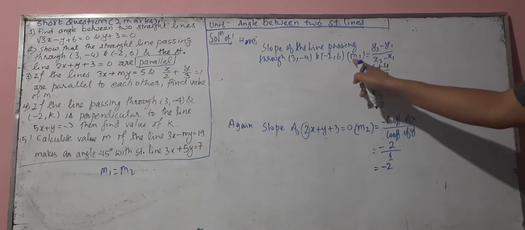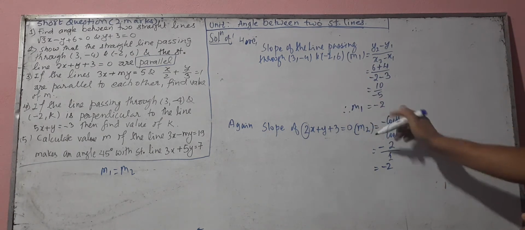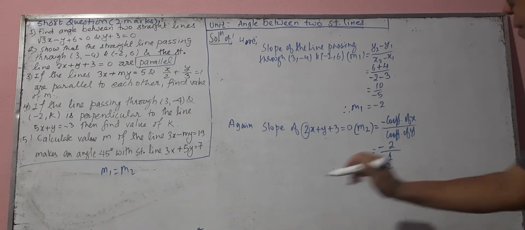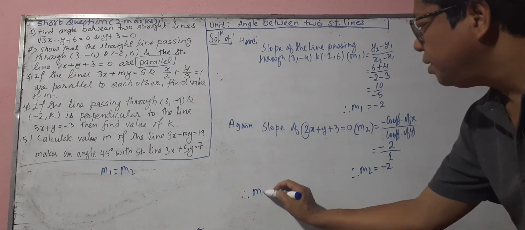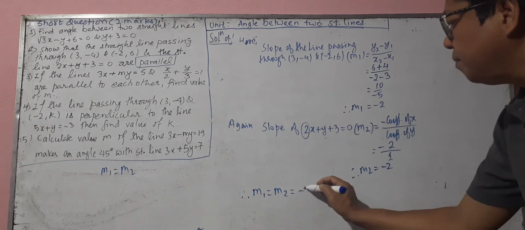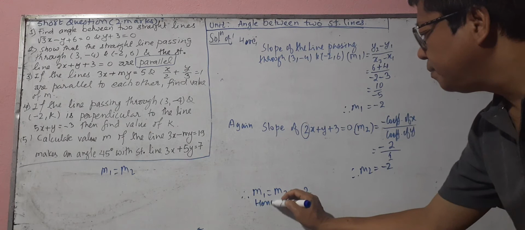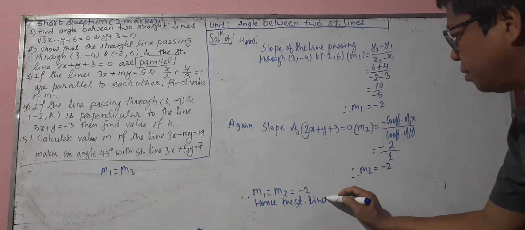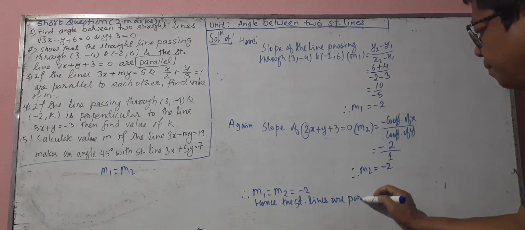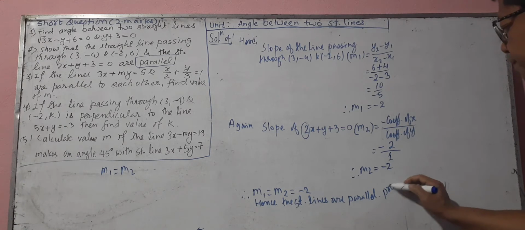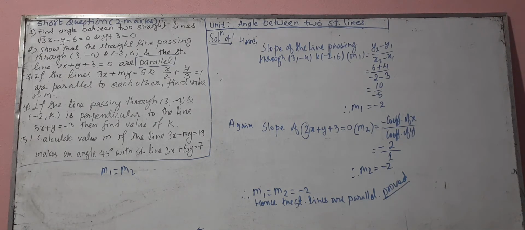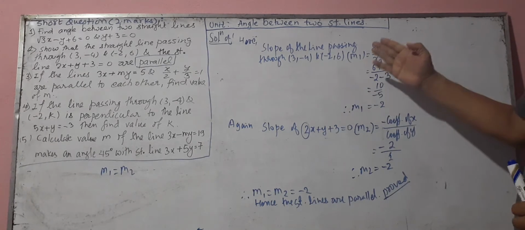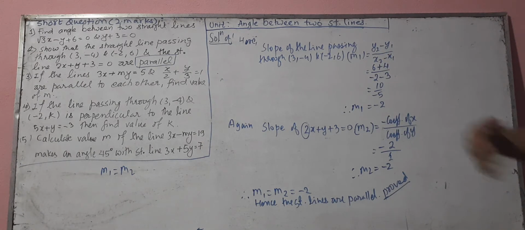Hence, look at it, the value of m1 is -2, the value of m2 is again -2. Therefore, m1 equal to m2 equal to -2. Hence, the straight lines are parallel. Proved. So to prove parallel lines, we find slopes, and the two slopes must be equal.